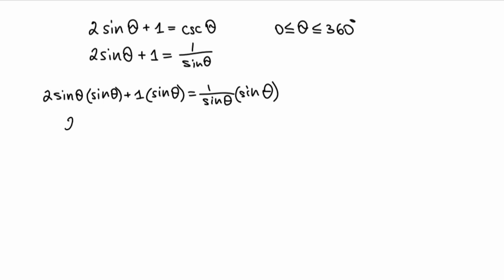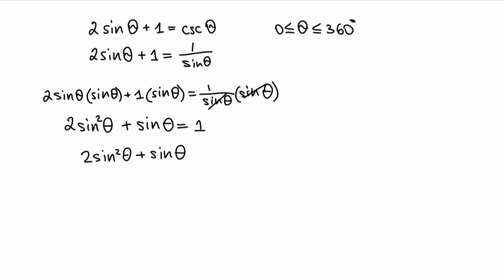So what happens here is, in the first one, we're going to end up squaring sine. So 2 sine squared theta plus sine theta, and in this case, sine and sine will reduce to 1. And then we have a quadratic equation of sine theta. So plus sine theta minus 1 is equal to 0. Now let sine theta be x and solve this equation. 2x squared plus x minus 1 is equal to 0.